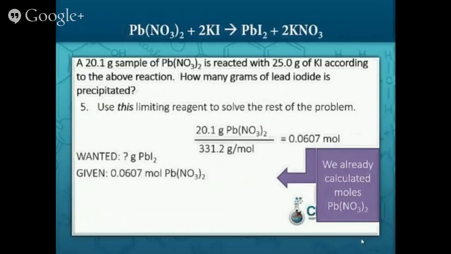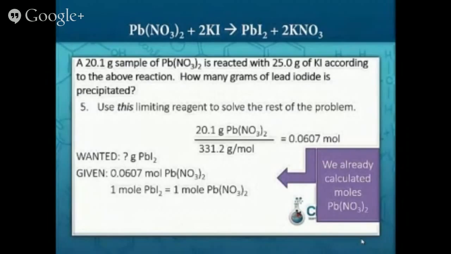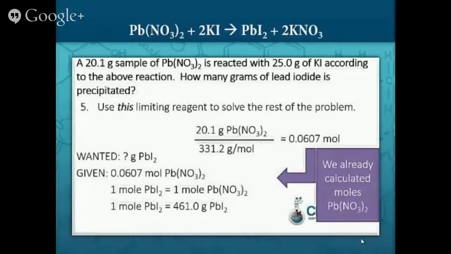Our conversion factors: we need to go from moles of lead-2 nitrate to moles of lead iodide, and from the balanced equation, it's a 1-to-1 ratio. And once we get to moles of lead iodide, we need to convert that to grams. So we're going to need the molar mass of lead-2 iodide, which is 1 mole of lead-2 iodide equal to 461.0 grams of lead-2 iodide.